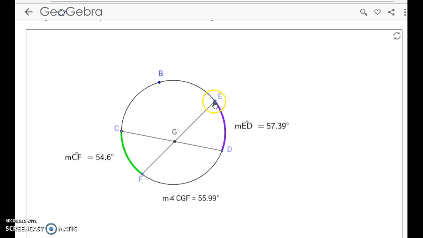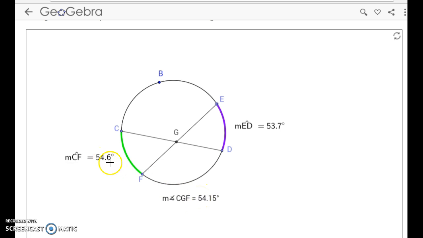Let's see. That should work, I think. 53.7. Okay. So if I look at these two, again, CGF is between those arcs, between the measures of them. 54.6 and 53.7. They're about 0.9 away. And if I kind of split the difference between those, I get 0.45 away. So it happens that if I add 0.45 to here, I get 54.15. If I subtract 0.45 from here, I get 54.15.